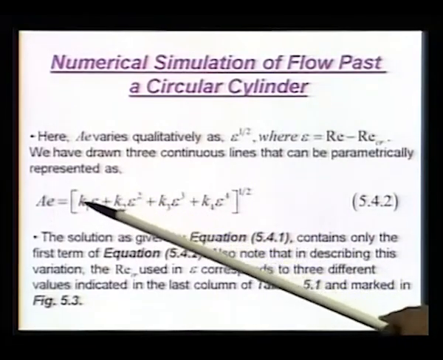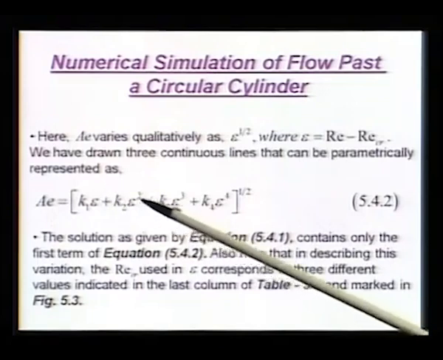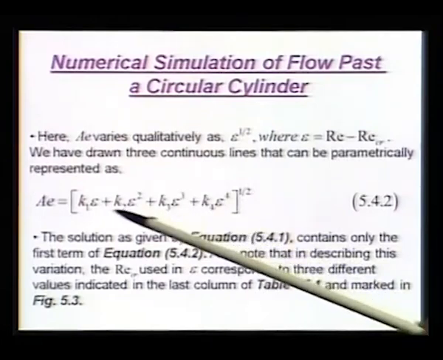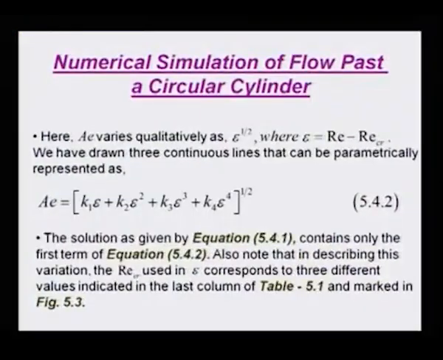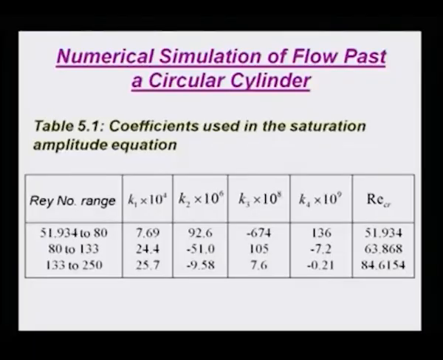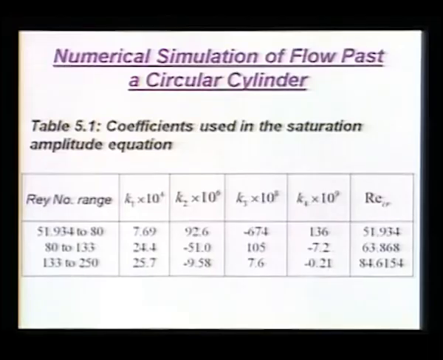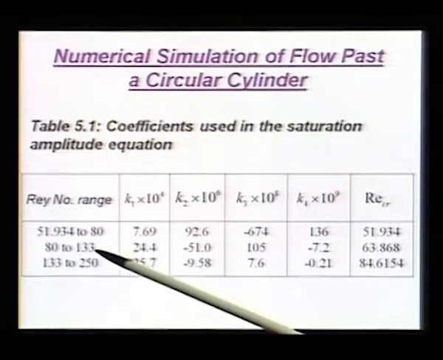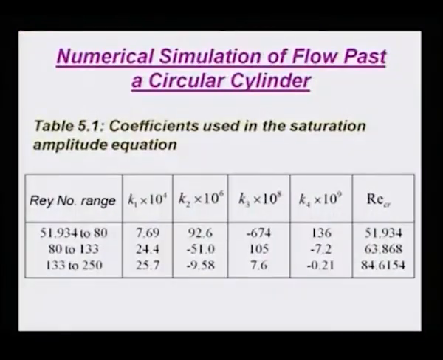We should have had only the k1 term, right. The other 3 terms should not be there. But let us see what happens when we do it like this, so that A square is given in terms of that quartic, and then we have the data on those 3 segments. What we do is try to fit these coefficients k1, k2, k3, k4, and then we see what happens. So we have basically 3 ranges of Reynolds number, starting from about 52 to 80, then 80 to 133 and 133 to 250.